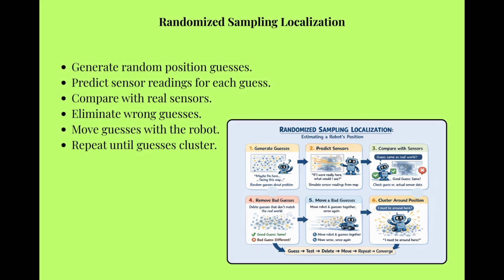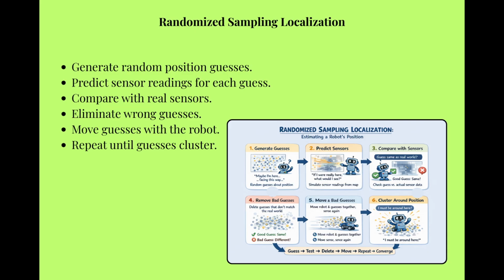The robot starts by making lots of random guesses about where it could be on the map. Each guess is a position and a direction, like saying, maybe I'm here, facing this way. For every guess, the robot checks the map and asks, if I were actually standing here, what would my sensors see? For example, would there be a wall right in front of me? How far away would the nearest wall be? Is there open space on the left or right?